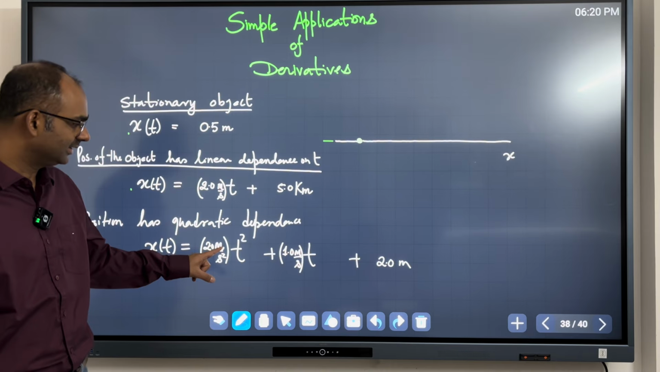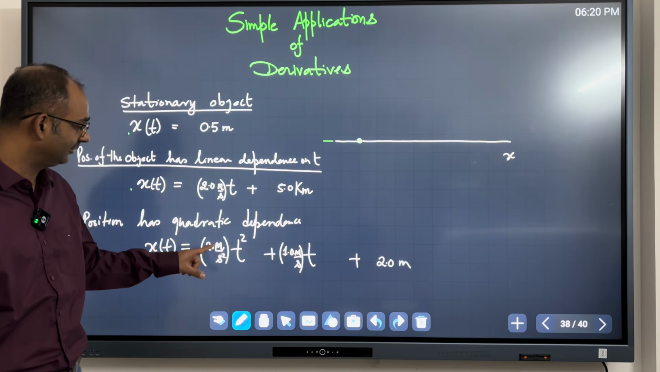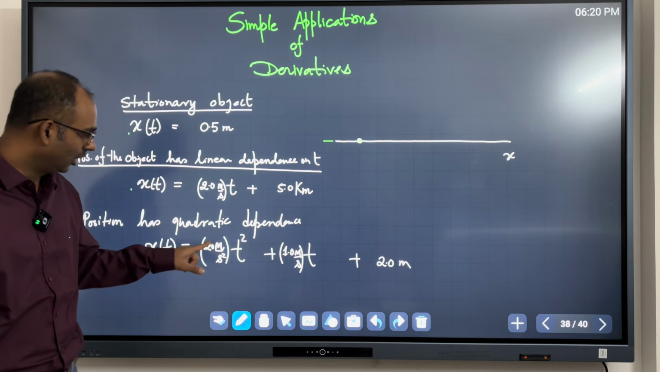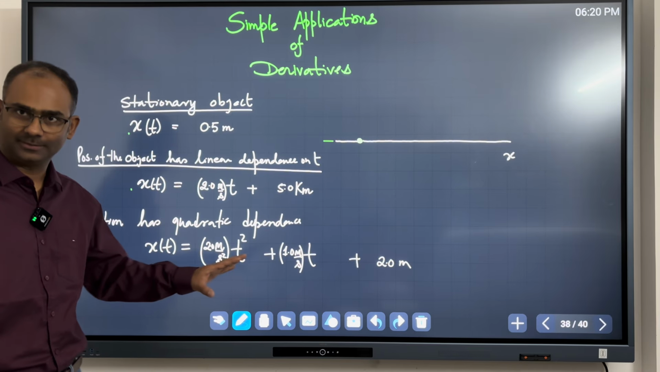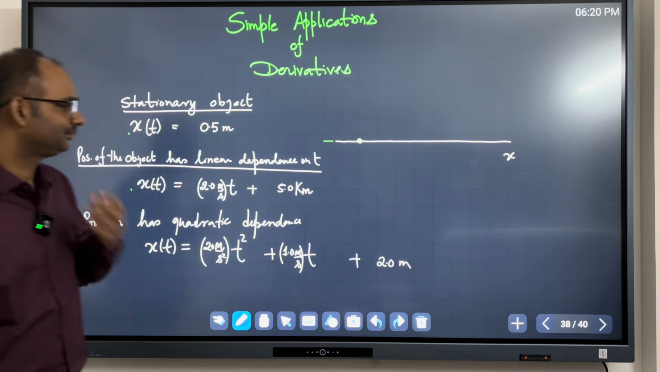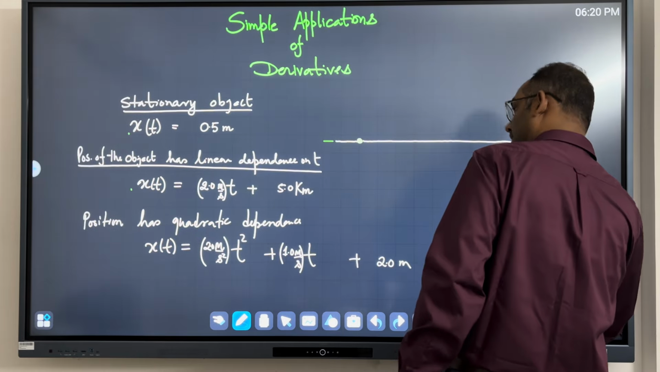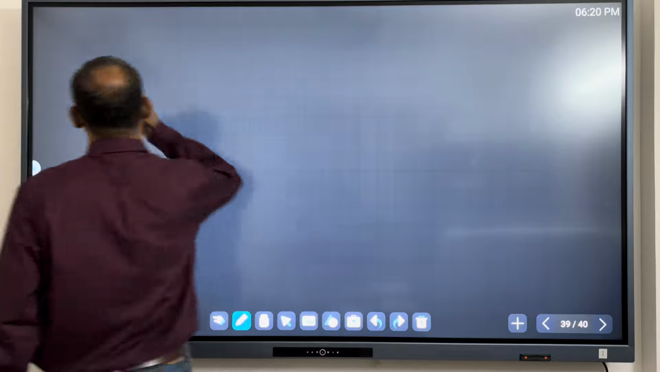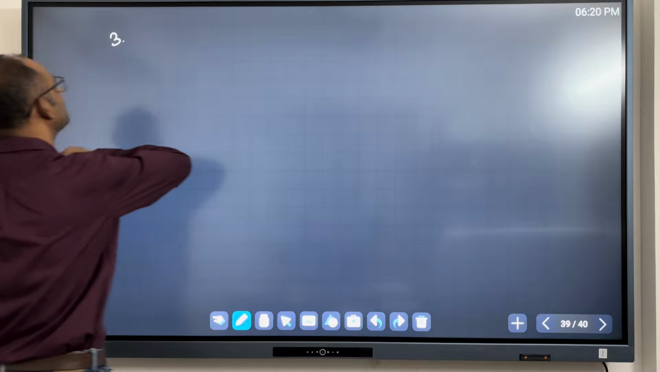And it is not necessary that I should have meter over second square. I could have kilometer over second square also, or meter over hour square. They are all fine, okay? So that's one kind of thing you can have. Let's take some other examples.